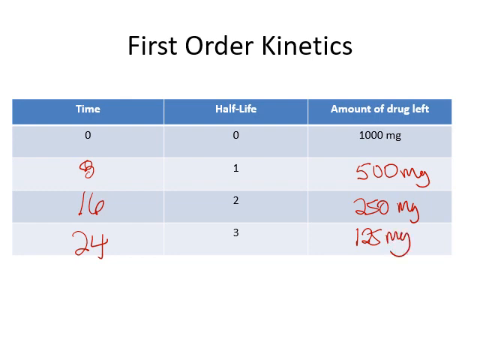So one half-life is equivalent to 50% of the drug being eliminated. And remember, it takes 4 to 5 half-lives for a drug to be eliminated. All right, 4 to 5 half-lives to get 96% of the drug eliminated.